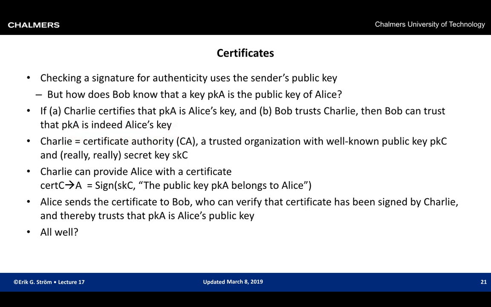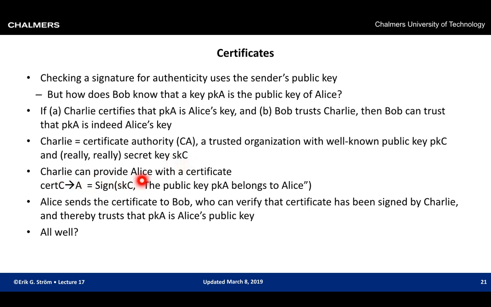All right? So Charlie here is something called a certificate authority, or CA. It's a trusted organization. You know, your favorite organization. I don't know what that could be, but somebody who we have trust in somehow, who's proven to be trustworthy. Maybe it's a governmental agency. Maybe you don't trust the government. Maybe it's something else, right? Okay. Somebody that you trust, right? And this organization has a well-known public key, PKC, and a very, very secret key, SKC.